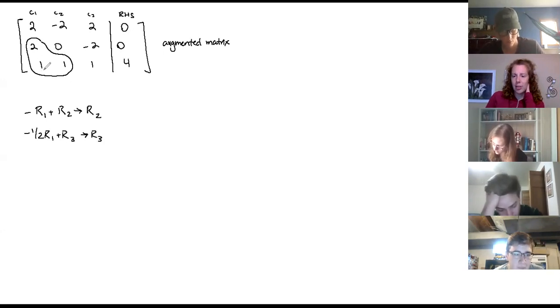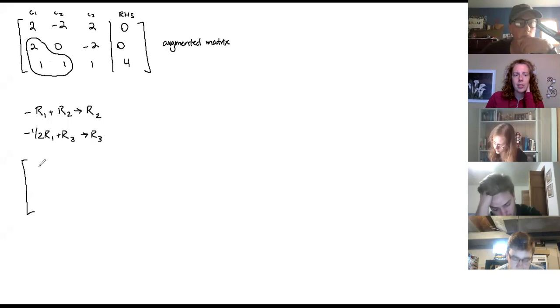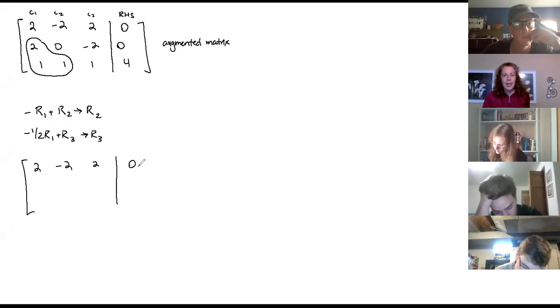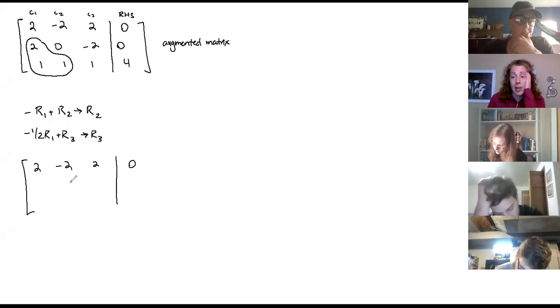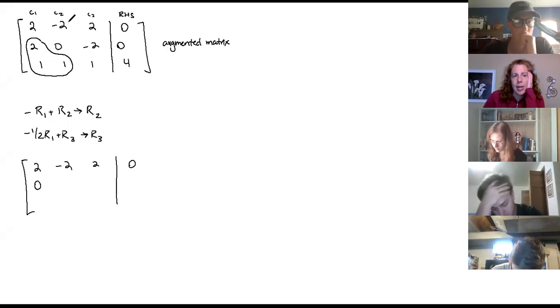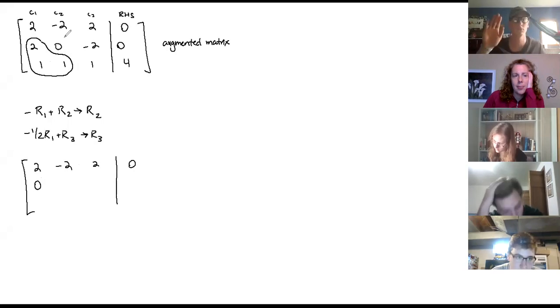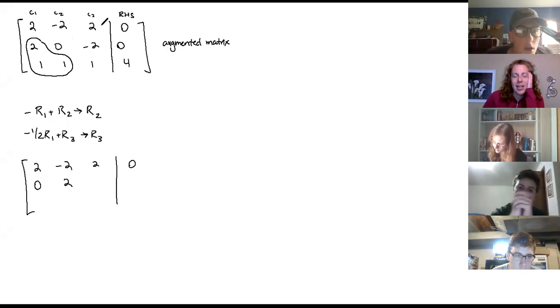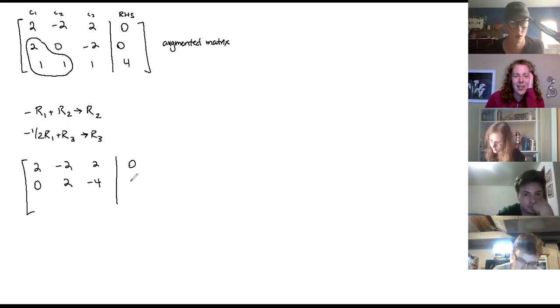Everybody seeing it who hasn't taken linear algebra? Do we see where that's coming from? Let me write it out and I'll see if that makes sense. So first row doesn't change. I've still got 2, -2, 2, 0. For the second row, I have to multiply the first row by -1 and add. So that's going to be a 0. -1 times this plus this gives me a 2. -1 times this plus this, I'm not sure if you're watching and that's okay, we'll try. -1 times this plus this gives me a -4, and then I still have a 0.